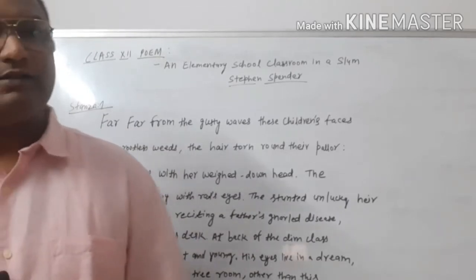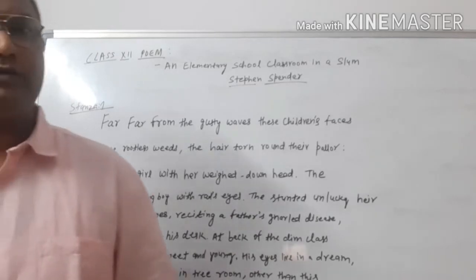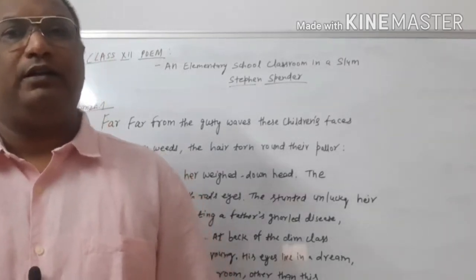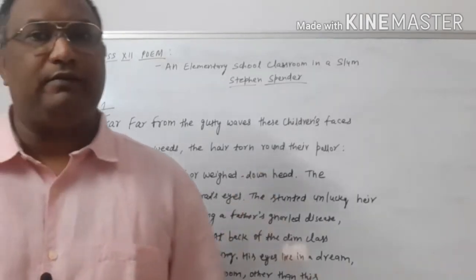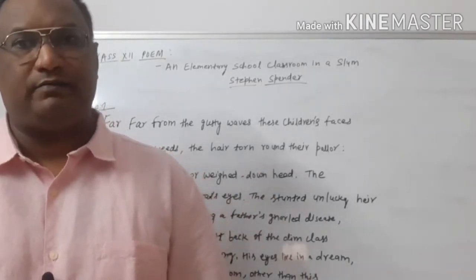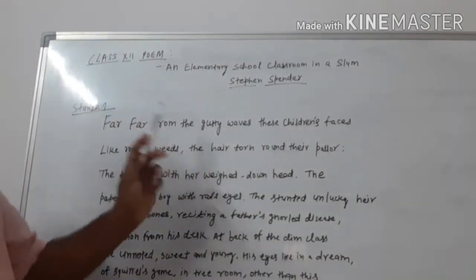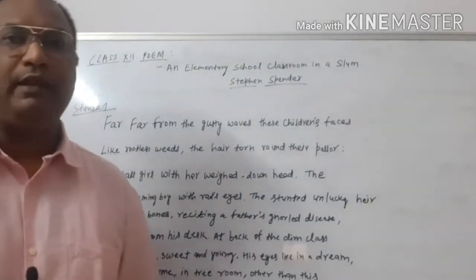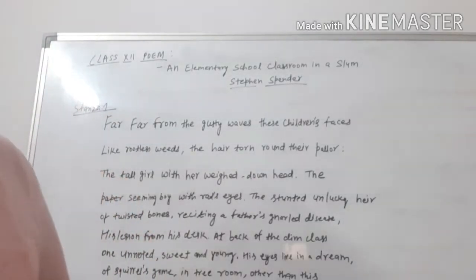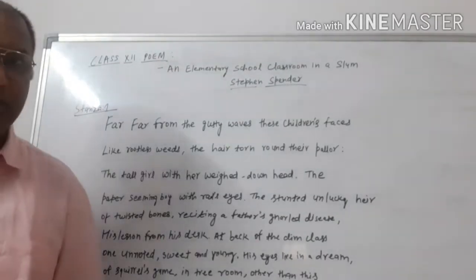The theme is the class discrimination and distribution of unequal resources and unequal facilities that ruins the life of these underprivileged children especially. That's why he has written this poetry, and he has mentioned throughout the stanzas the same situation. So let's move on to stanza number 1. Let me recite it for you.